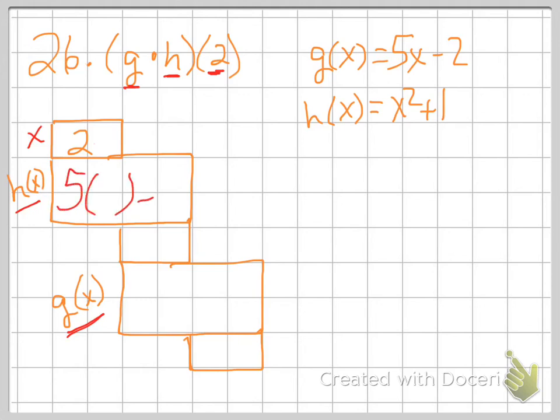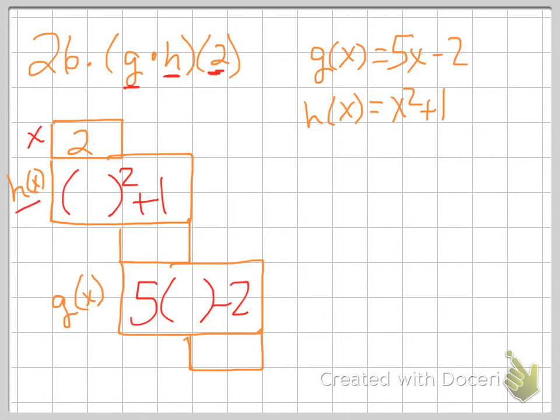Okay, and we write that in. 5 times x minus 2, and I have x squared plus 1. So now we've got all the components in our function machine. We have our input 2. So we're going to input that into our equation for x. Oh, and I just did that backwards. Excuse me. Let's take all that out. I wrote those backwards. Okay. H of x is x squared plus 1. And then g of x is 5 times x minus 2. I am so sorry. I'm getting tired.